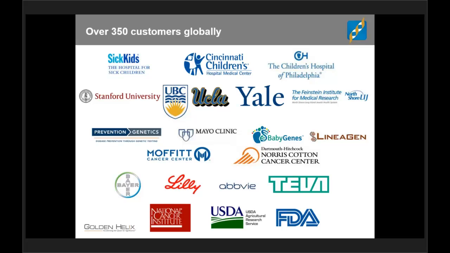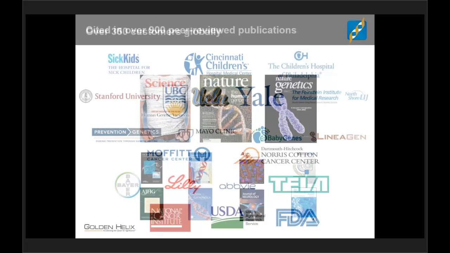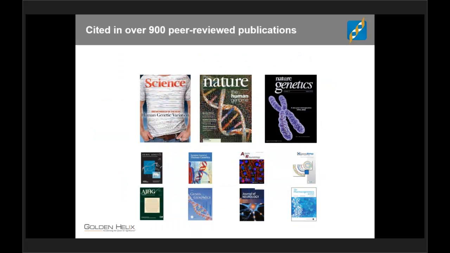Here at Golden Helix, we have customers from all around the globe. In fact, we have customers on every single continent except Antarctica. We serve over 350 organizations, including top-tier research universities, clinical labs, government institutions, and pharmaceutical companies. And this leads to thousands of users who trust our software with their labs and research. And our clients have cited us in over 900 peer-reviewed publications. And these include prestigious journals such as Science, Nature, and Nature Genetics.